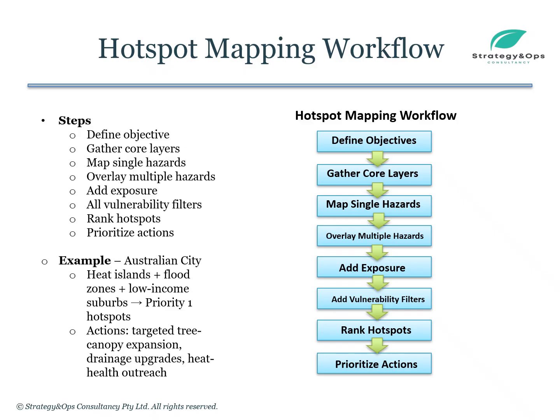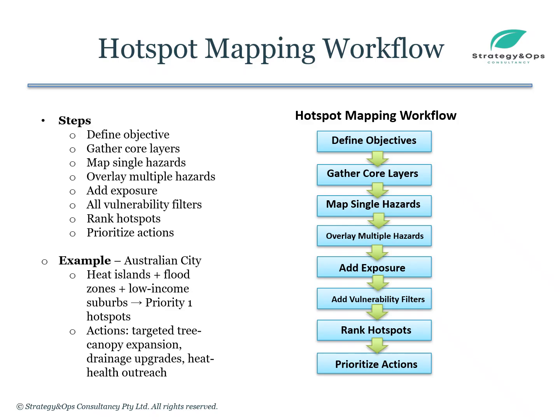5. Add exposure: highlight assets, infrastructure, and population areas located within these hazard zones. 6. Add vulnerability filters: apply socioeconomic and demographic layers to pinpoint communities with limited coping capacity. 7. Rank hotspots: score each area based on hazard severity, exposure, and vulnerability. 8. Prioritize actions: assign realistic interventions to each hotspot based on the drivers of risk.